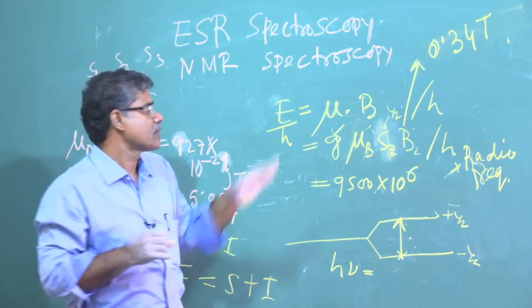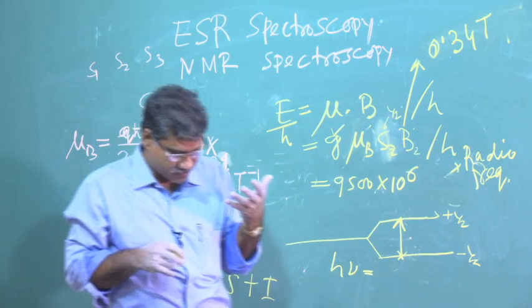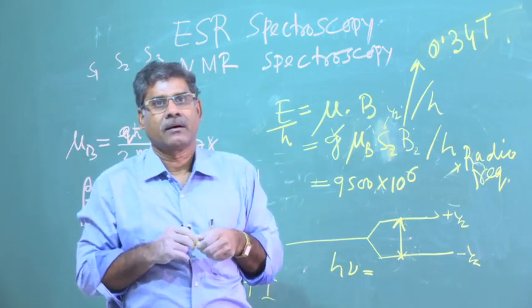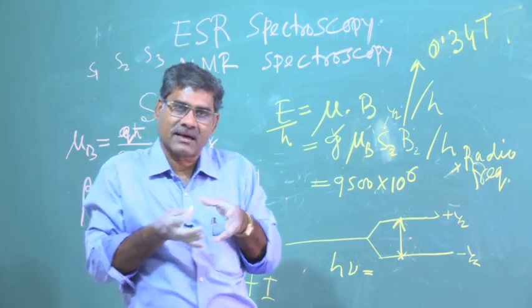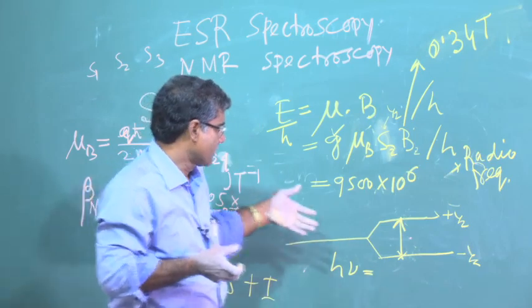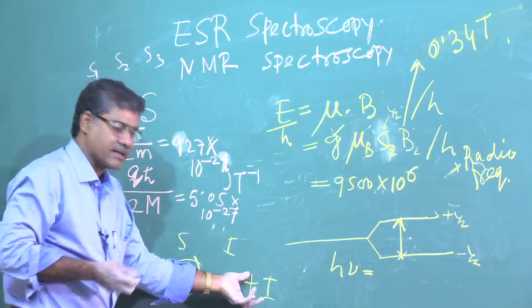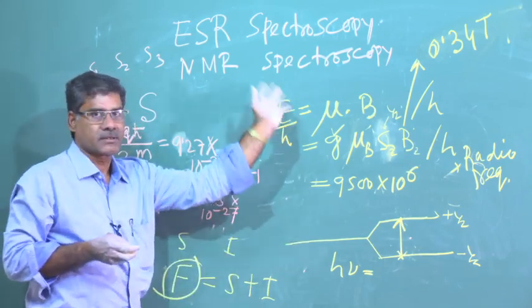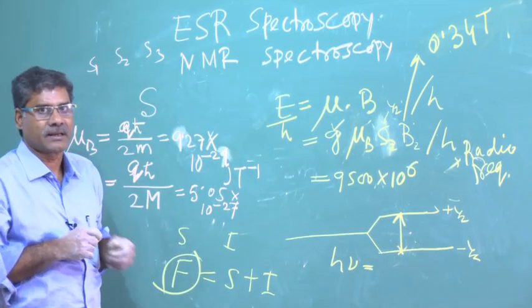So, these are the two spectroscopies, very useful for studying the nuclear spin as well as the electron spin, as well as, as I told, the effect of F also, the resultant together, one can also study using this spectroscopy.